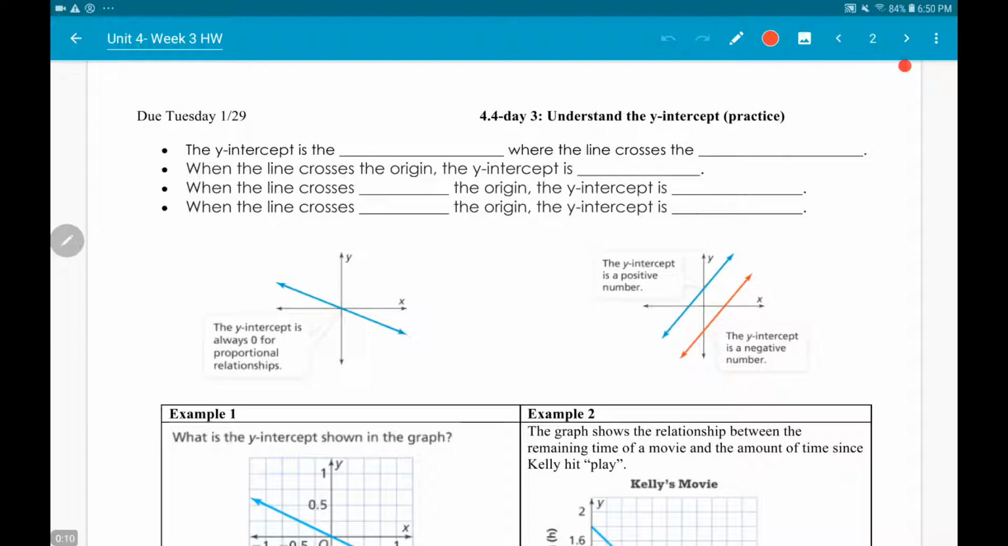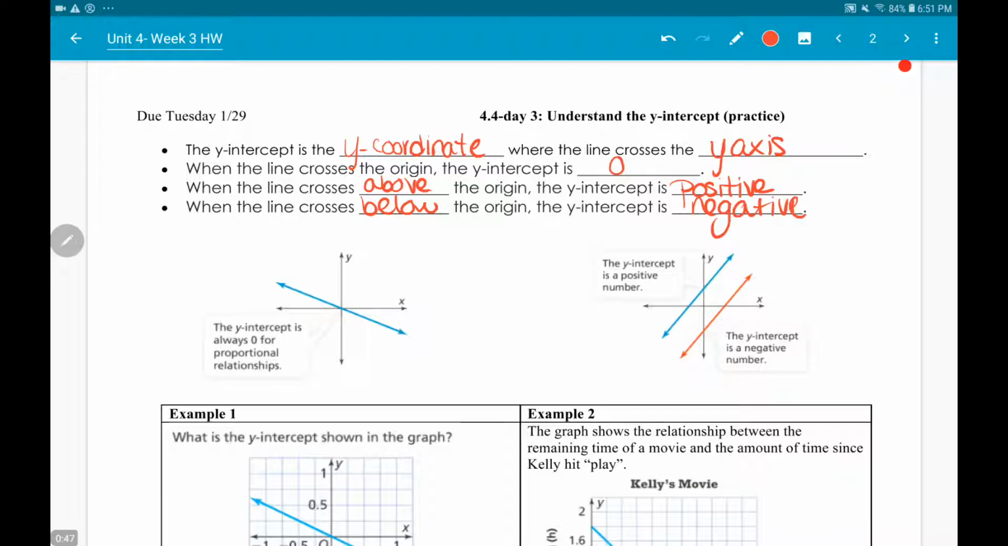So let's go over what the y-intercept is. The y-intercept is the y-coordinate where the line crosses the y-axis. Okay, and when the line crosses the origin, that means the y-intercept is 0. When the line crosses above the origin, that means the y-intercept is positive. When it crosses below the origin, the y-intercept is negative.